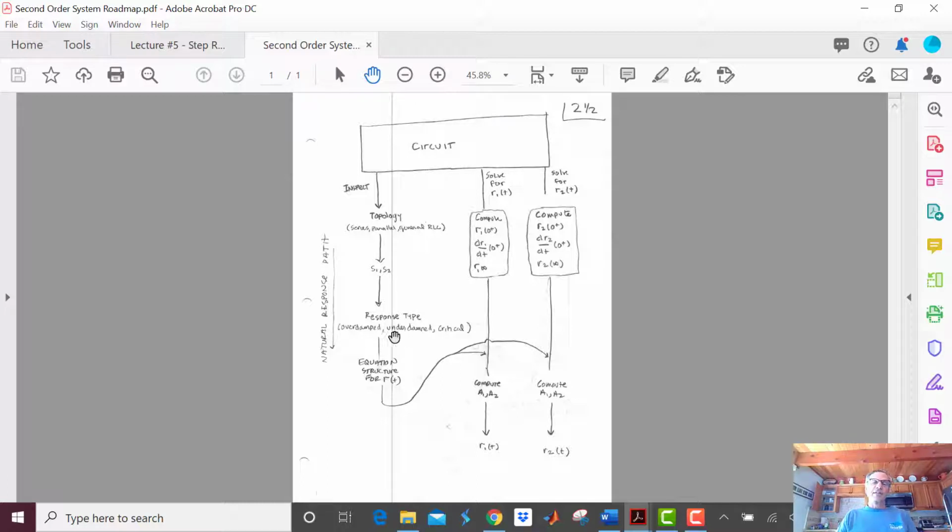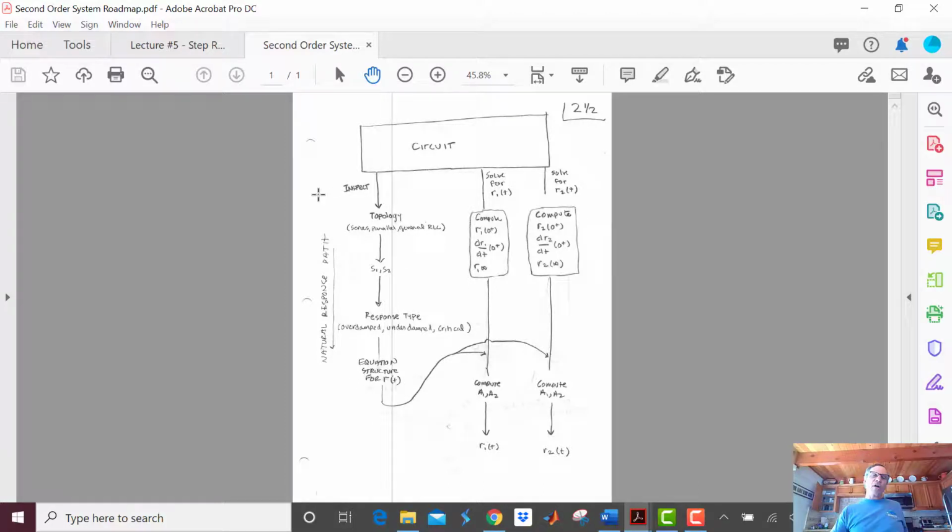If its alpha is less than omega naught, meaning the thuddiness is less than the boinginess, it's going to be underdamped. And if the two are equal, it's going to be critically damped. And what I get from this is the equation structure for R of t. It tells me whether it's going to be A1 e to the minus S1t plus A2 e to the minus S2t plus the response at infinity, or whether there's going to be sines and cosines in there.